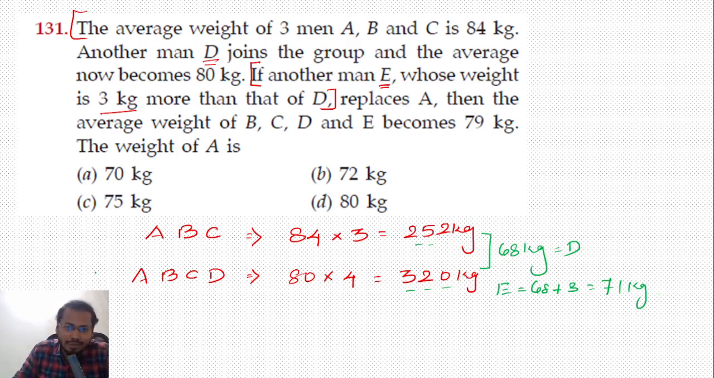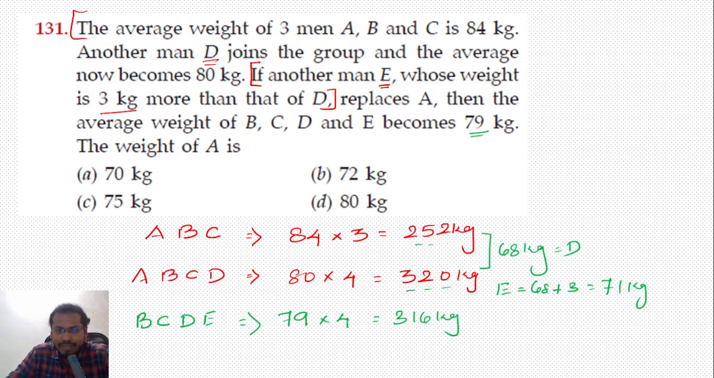Now again I come to here. When A, B, C, D is what? Wait. The replaces A, replace பண்றாரு யாரு? E. E இருந்தாங்க. So E உள்ள வராங்க. So it will become B, C, D, E. Now it becomes 79 kg. That means 79 times 4. Okay, so what is 79 into 4? 316. 316 kg.